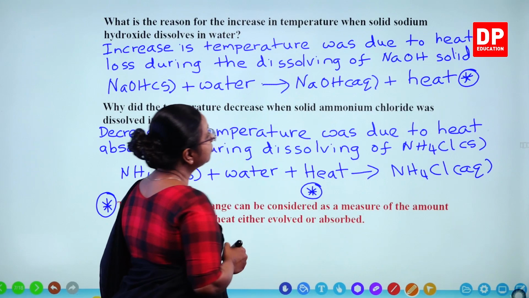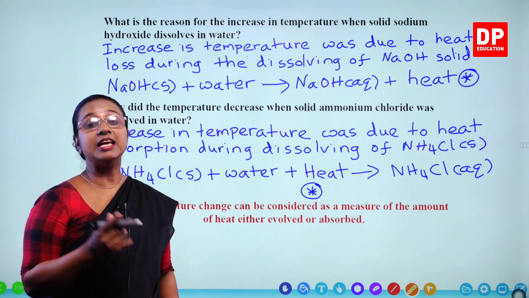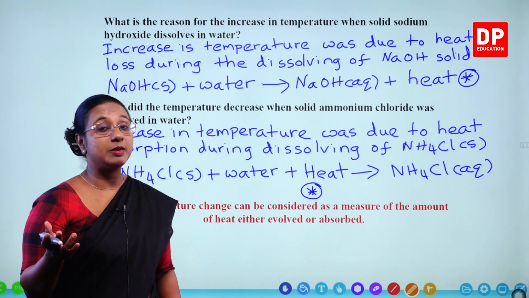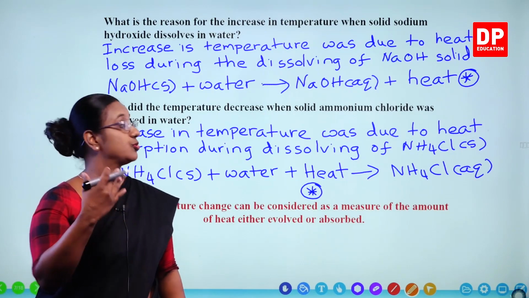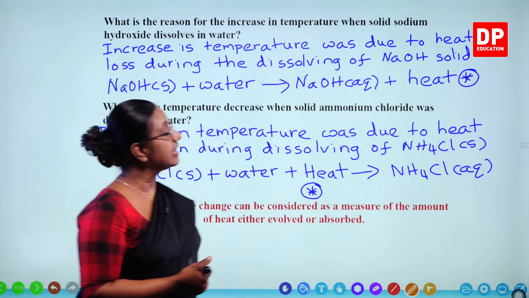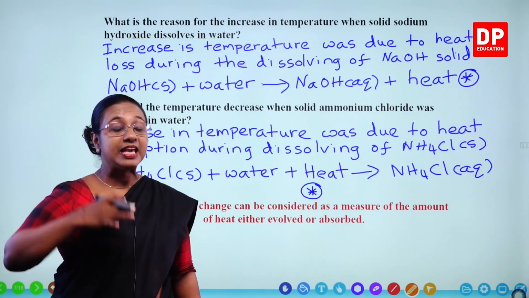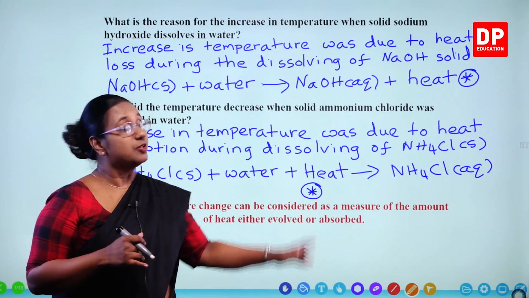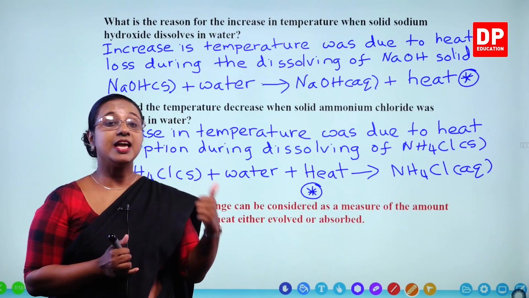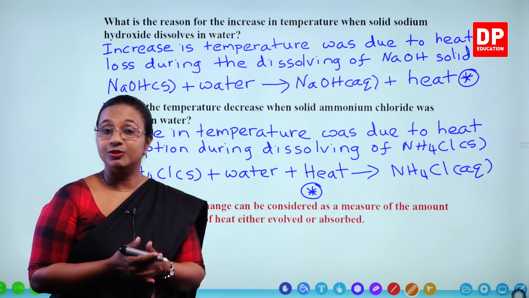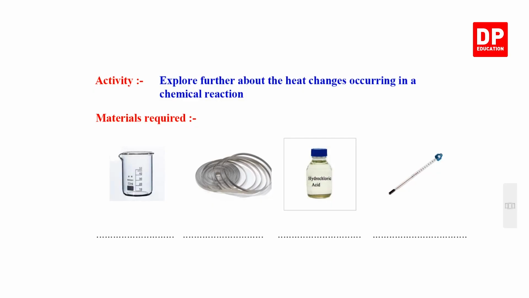So there are two types of reactions. A reaction that evolves heat is known as an exothermic reaction. Earlier also I told you all, exo means out, given out. So heat is released. So that is exothermic. And here heat is absorbed. So it's taken in, endothermic. So from this you can understand the two types of reactions, exothermic reactions and endothermic reactions. With that, I will move on to the next slide.